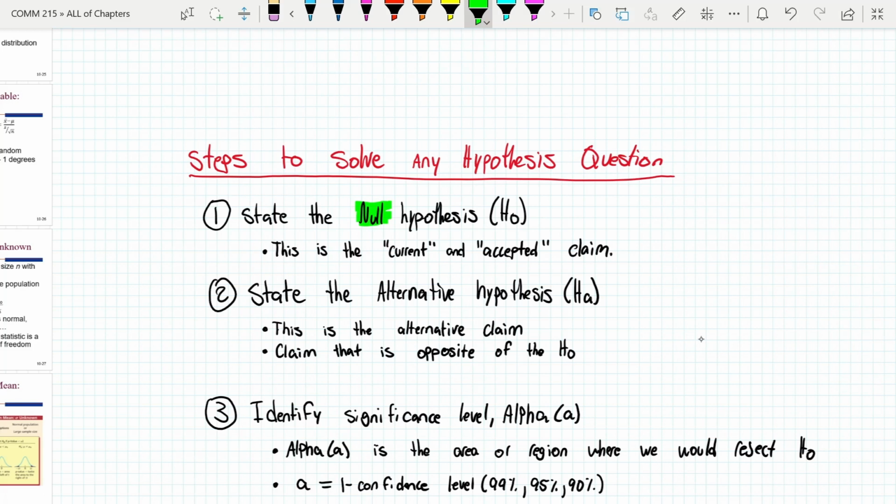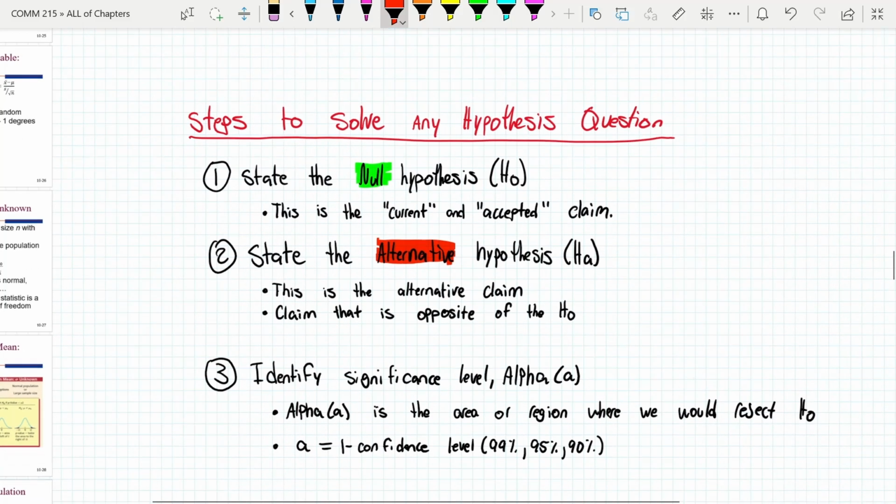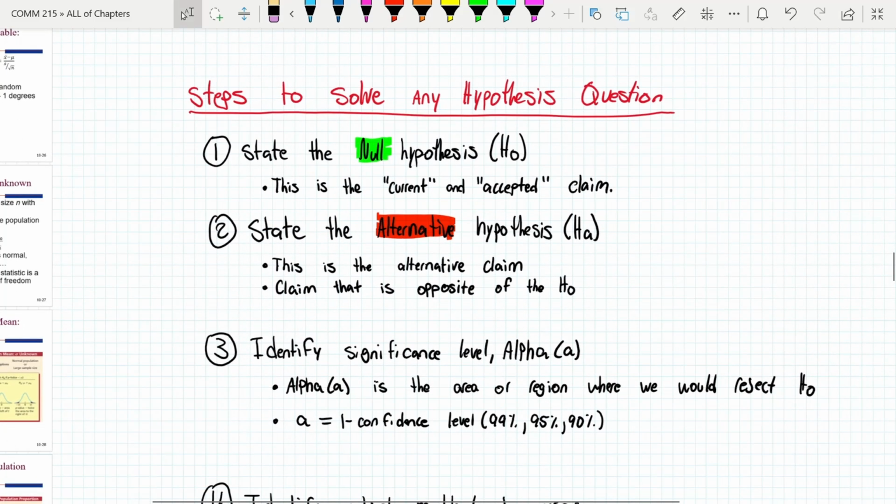So then step 2 is to state the alternative hypothesis. So this is the alternative claim. It's a claim that is opposite of your hypothesis. So I've stated what null and alternative is before in the video. So hopefully you guys know what those are and how to distinguish it.